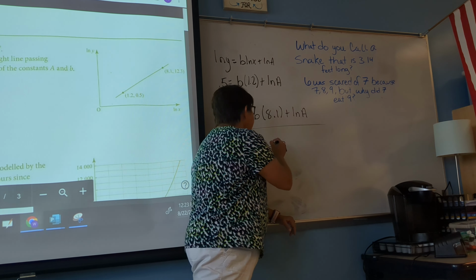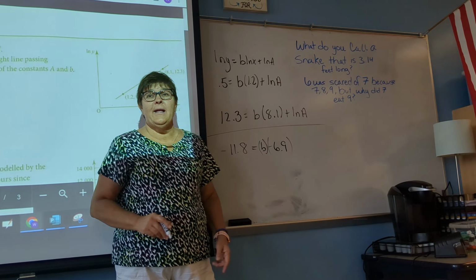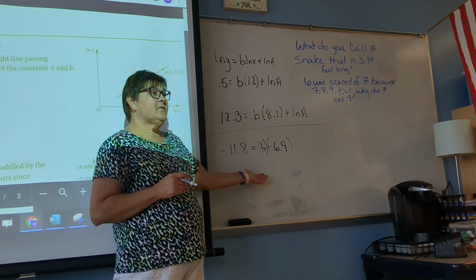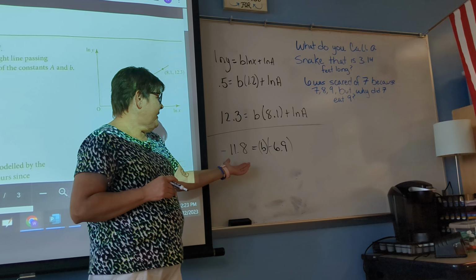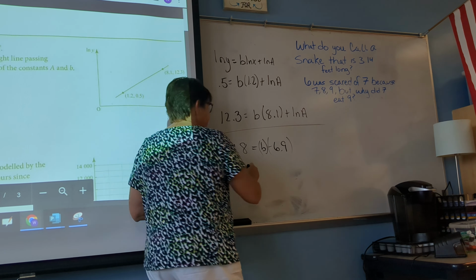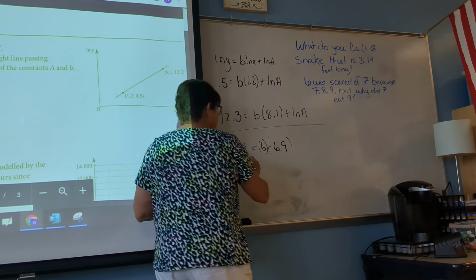And then ln of a minus ln of a, it's gone, right? So now, this is a pretty easy solve for b. Divide negative 11.8 by negative 6.9 and you get 1.71.